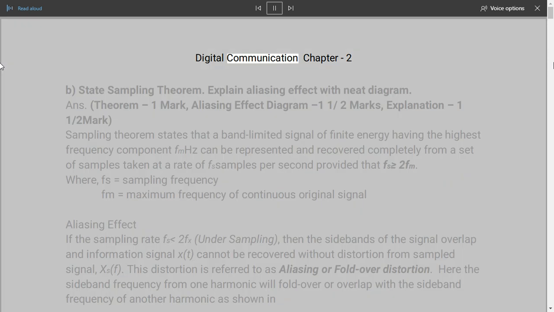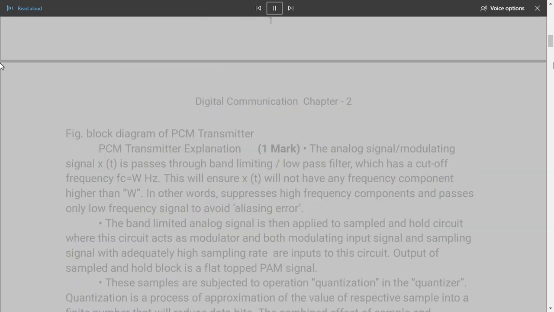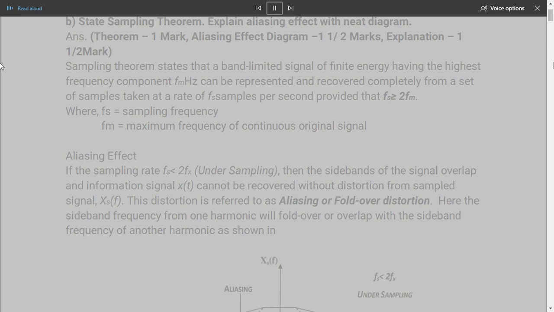Digital Communication Chapter 2. B. State the sampling theorem. Explain aliasing effect with neat diagram. Answer: Theorem, 1 mark; aliasing effect diagram, 1/2 marks; explanation, 1/2 mark.